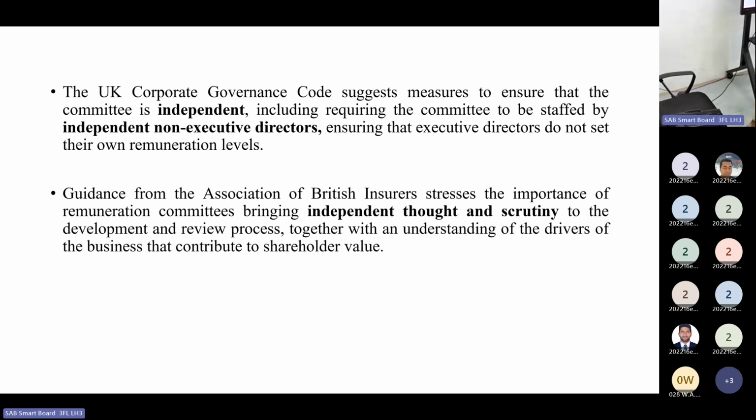So when you're deciding this remuneration of the directors, it's not something easy, as I said. If we pay too little, we can't bring the people that we want. If we pay too much, it is a problem for the shareholders, right? So they have to bring from their experience independent thought and scrutiny, right, to the development of and the review process.